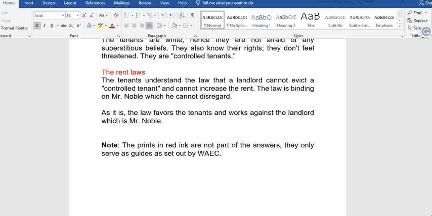Now, note, the prints in red are not part of the answers. They only serve as a guide, as set out by WAEC. These prints in red are not part of the answer, just to serve as a guide. Because when we are answering our own question, we don't need to write the length loss or character identification, relation to theme. You don't need to write all those ones. So I just use them to serve as a guide to us. So that is the answers to the two questions of WAEC 2023.